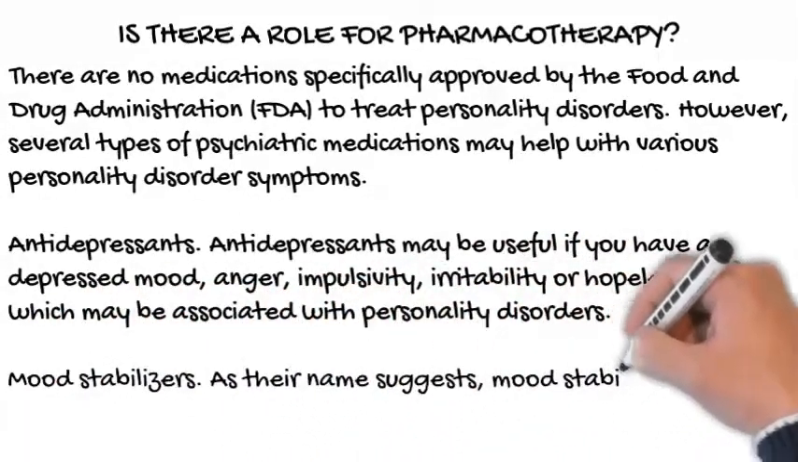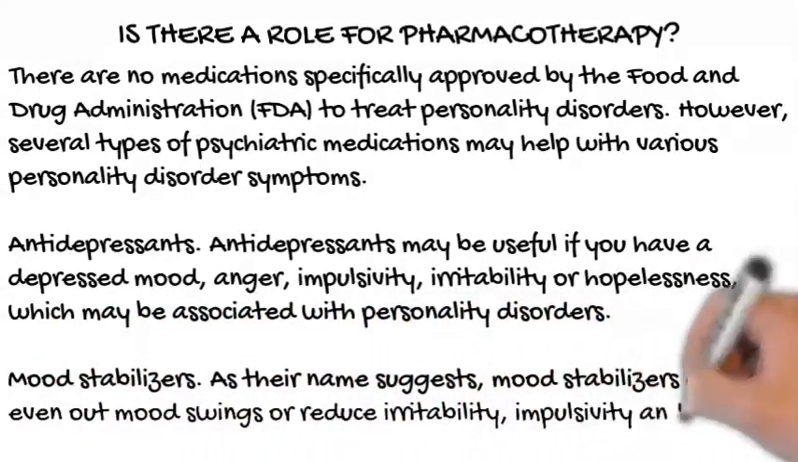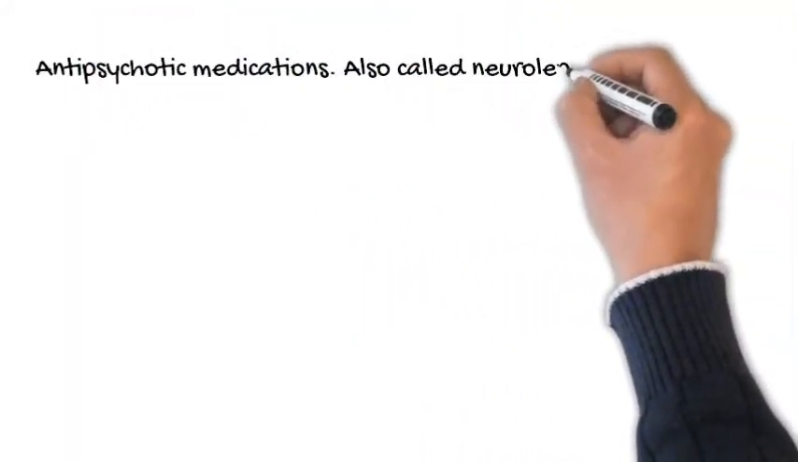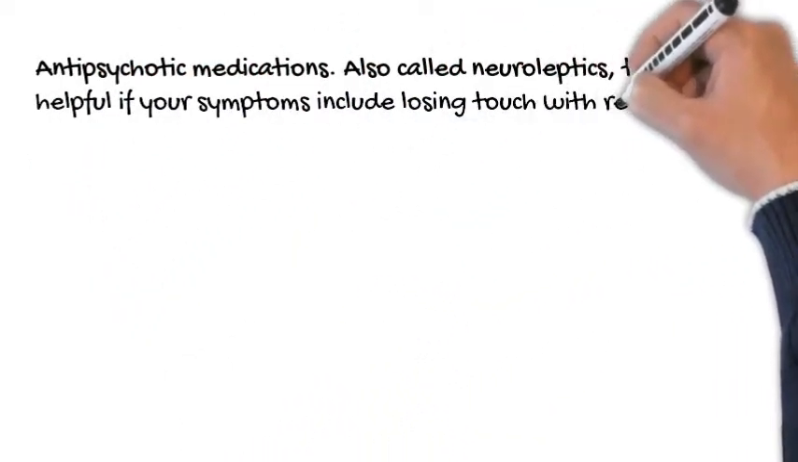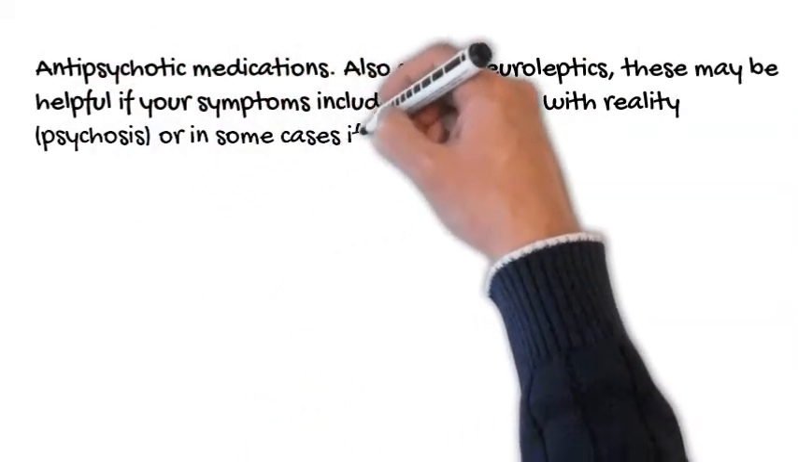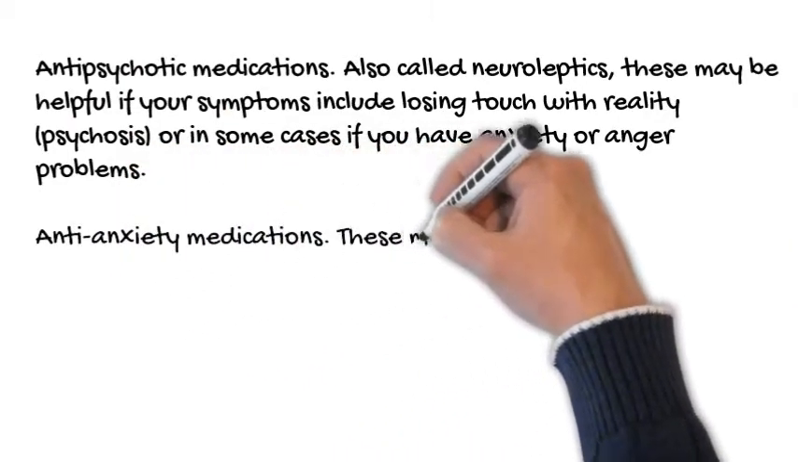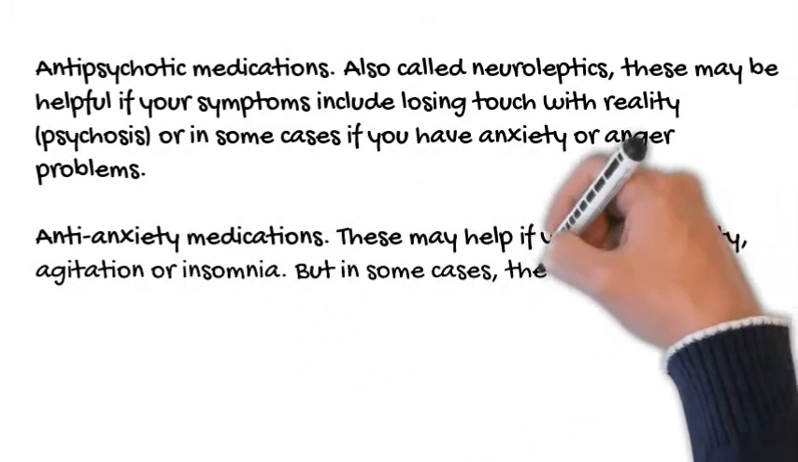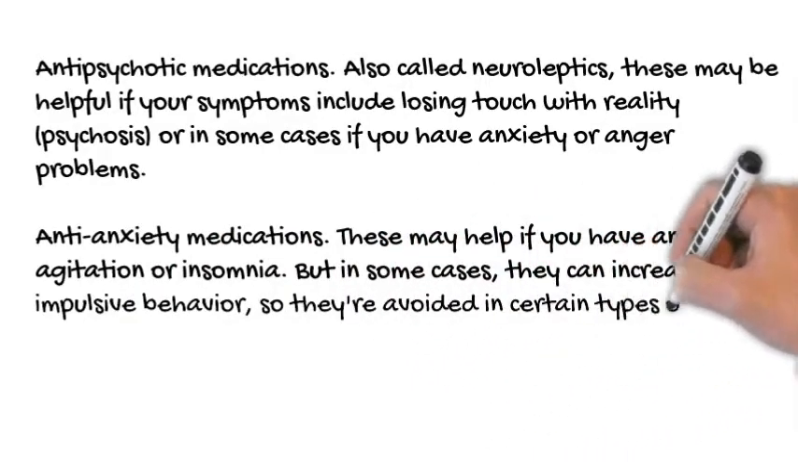As their name suggests, mood stabilizers can help even out mood swings or reduce irritability, impulsivity and aggression. Antipsychotic medications. Also called neuroleptics. These may be helpful if your symptoms include losing touch with reality, psychosis, or in some cases if you have anxiety or anger problems. Anti-anxiety medications. These may help if you have anxiety, agitation or insomnia. But in some cases, they can increase impulsive behavior, so they're avoided in certain types of personality disorders.